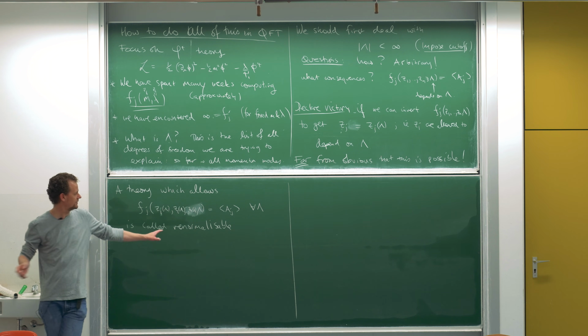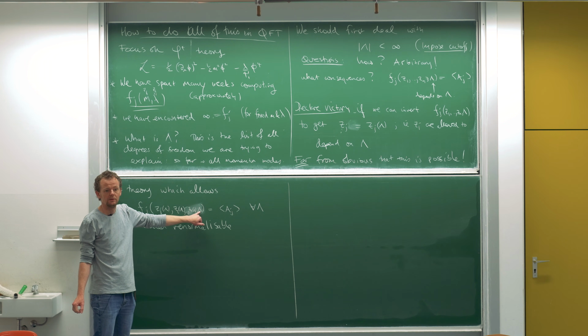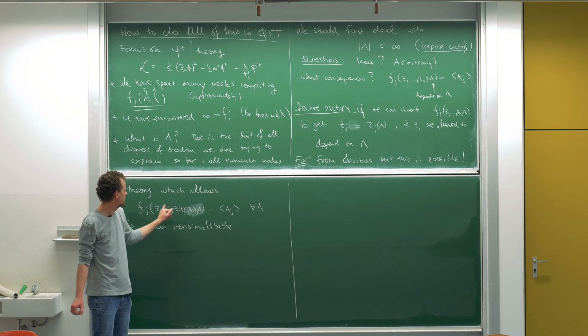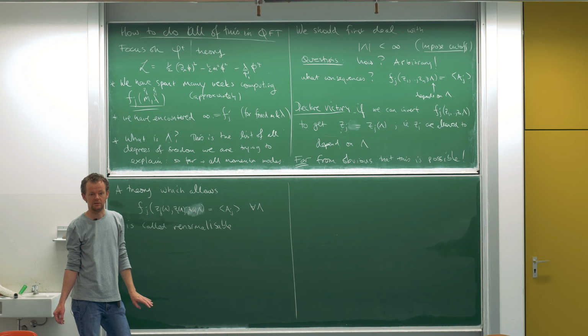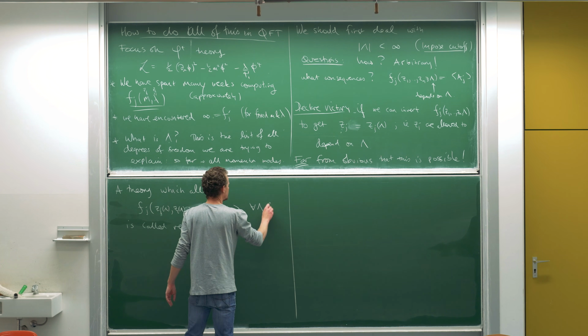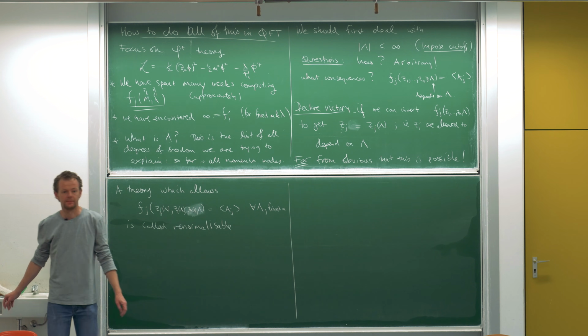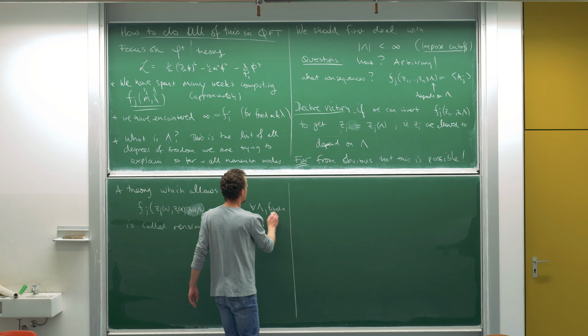So a theory that allows you to absorb this cutoff here into redefining parameters while still matching a given list of data here, that theory is called renormalizable for a fixed number of parameters. Note the word fixed here, that's extremely important.